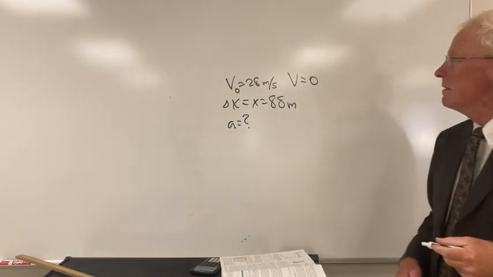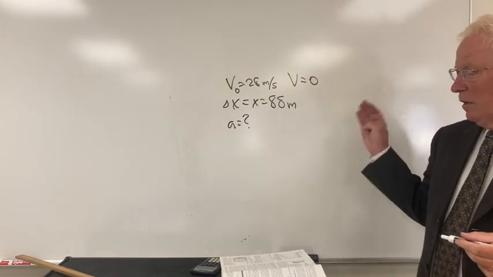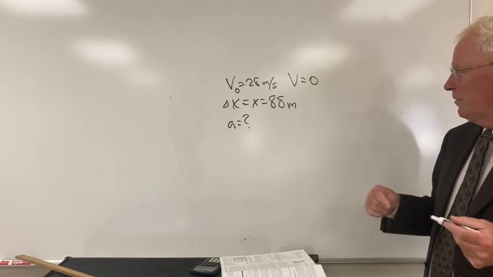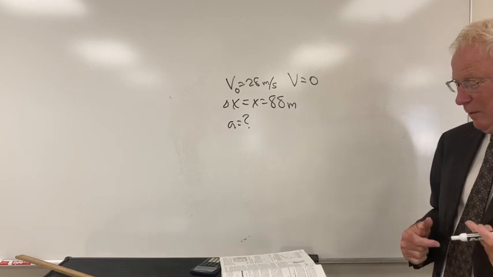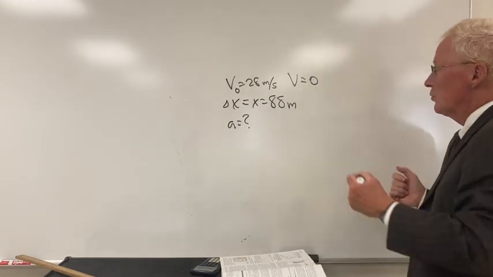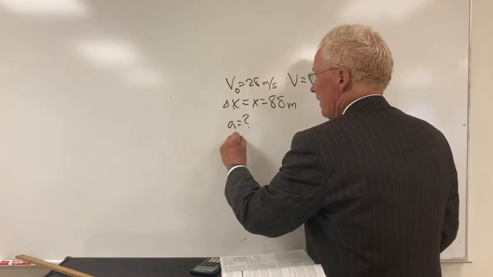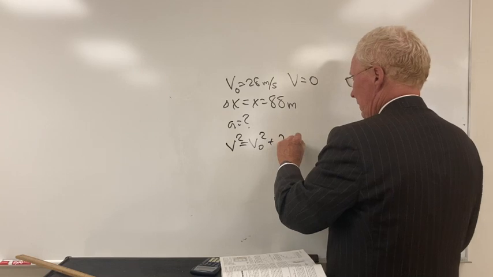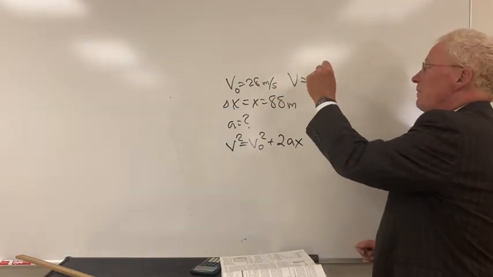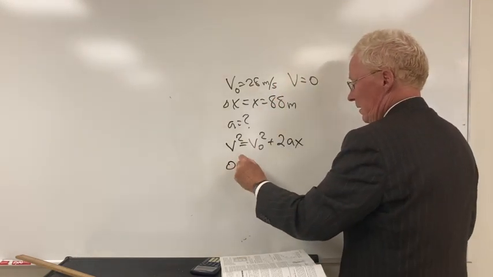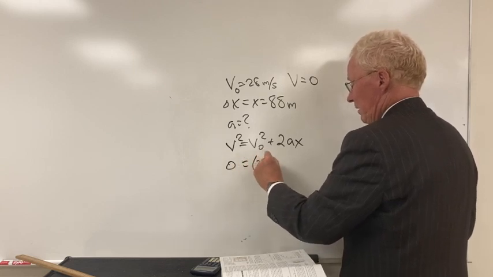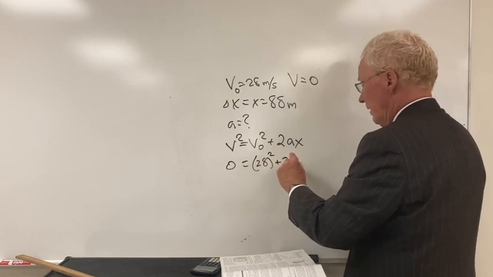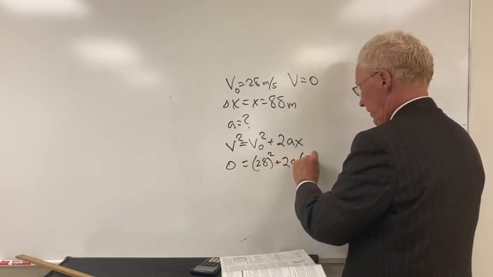Well, in this case, we don't have the time, so we're not asking for the time. We could probably figure it out if we wanted to ask how long it takes, but in this case, we just ask for acceleration. So we're going to use the third equation. V squared is V naught squared plus 2ax. In this case, final velocity is 0. Initial velocity is 28 squared plus 2, we're trying to find a, times 88.